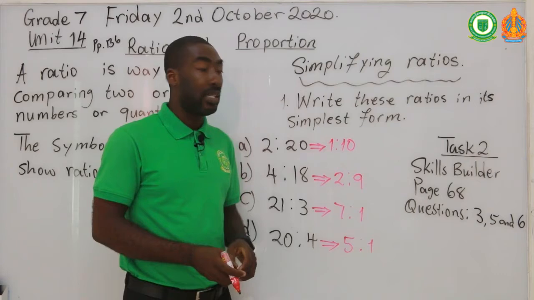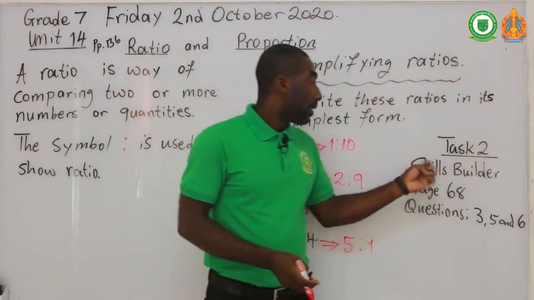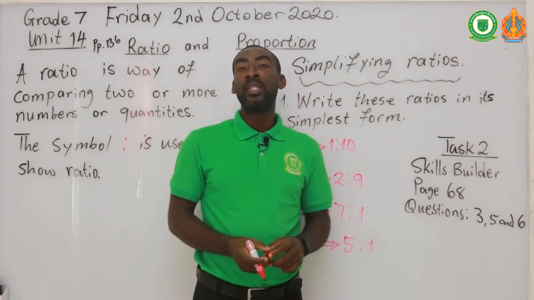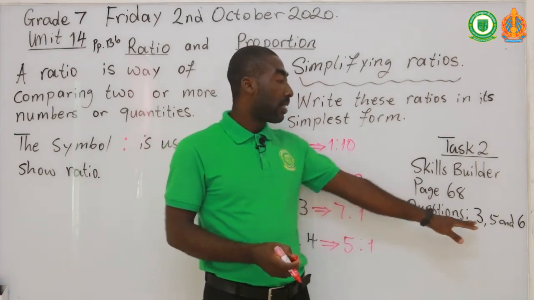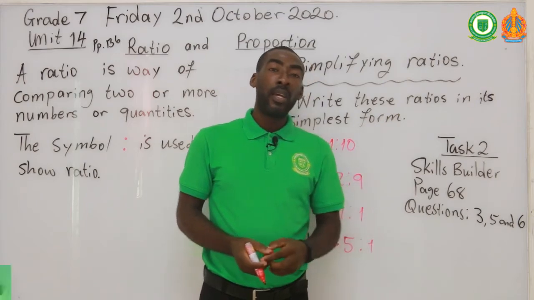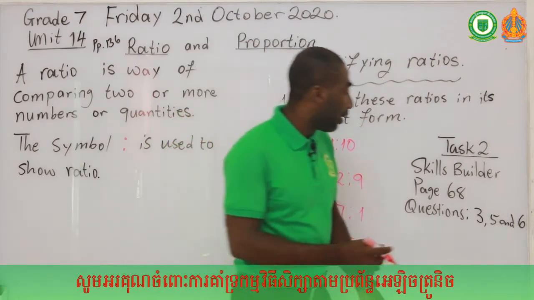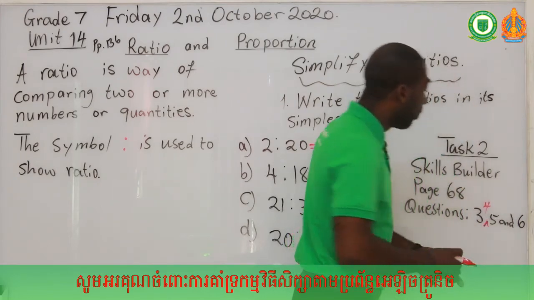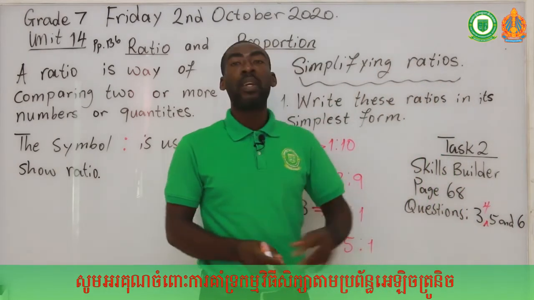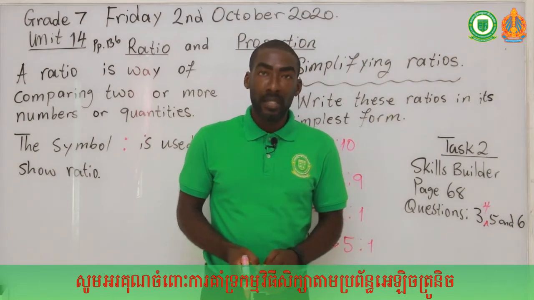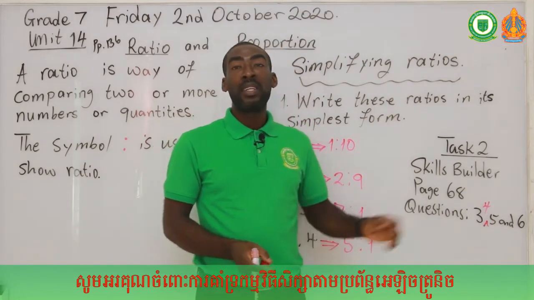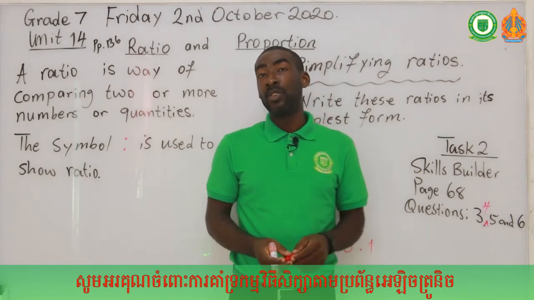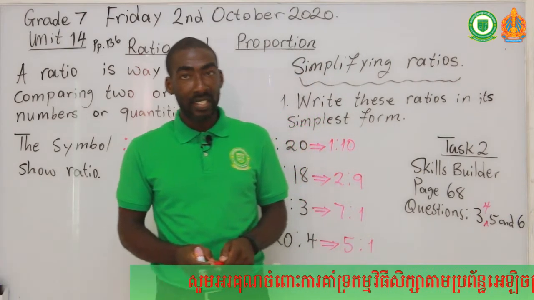Okay, well, our second activity is from the skills builder. It will be from page 68. You are to answer questions 3, and yeah, we'll add 4 here. Okay, so we'll do 3, 4, 5 and we'll end at 6. Okay, so after this exercise then we will meet in our last video to complete this lesson. See you.